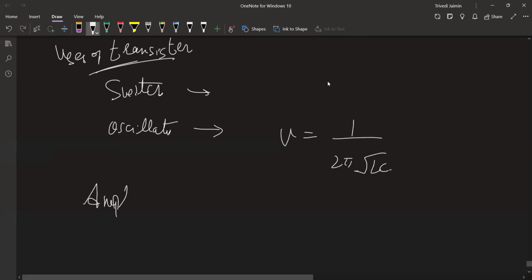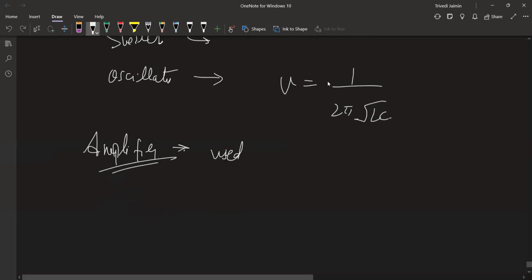Amplifier. Increasing what? The amplitude of the signal. Not just any signal, the input signal.